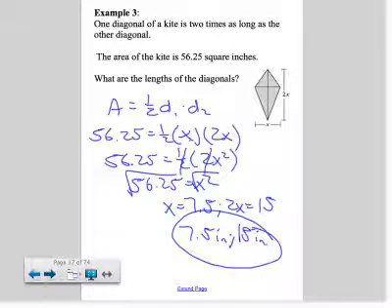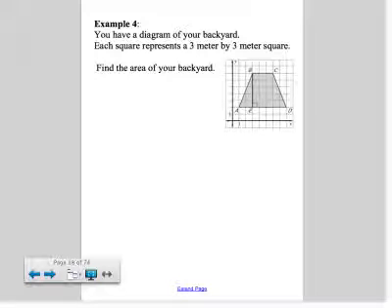Don't forget units. You have a diagram of your backyard. Again, doesn't matter if it's your backyard or not. Each square represents a 3 by 3 meter square. Find the area of your backyard. Well again, you look at the figure. This is clearly going to be a trapezoid. Since this is a horizontal line and that's a horizontal line, they have to be parallel. So those are my bases.